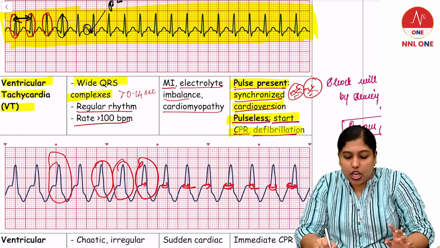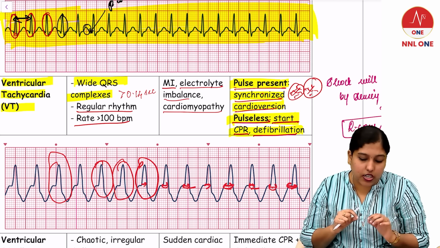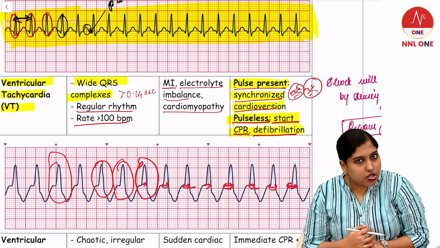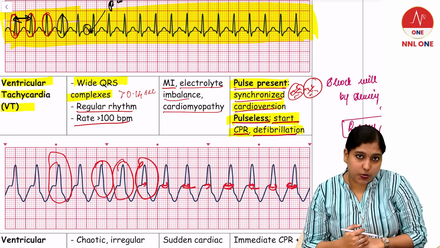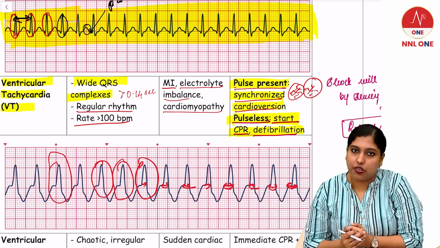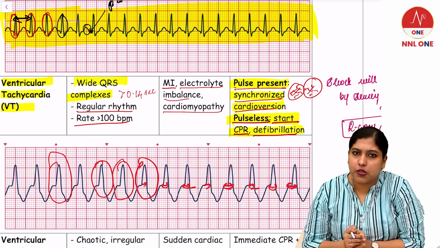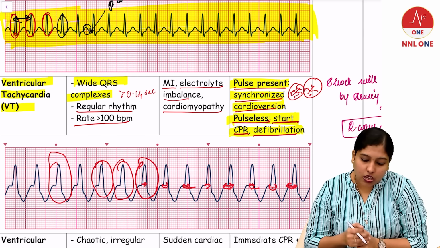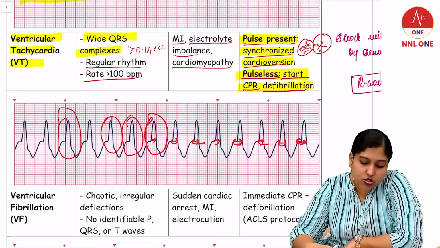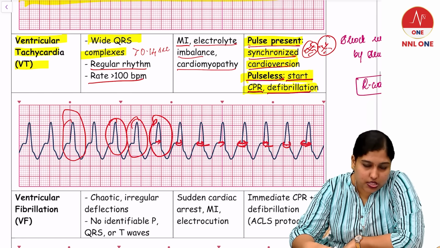If there is no pulse, how can the cardioversion detect the R wave? It is not possible, right? That's why you start the defibrillator. For VT, if the pulse is present, you give synchronized cardioversion, specifically at the R wave. If the pulse is absent, you start CPR immediately and give defibrillation. Defibrillation is an unsynchronized method because if the pulse is not present, it cannot sense the R wave and deliver the shock. That is the common sense behind it.